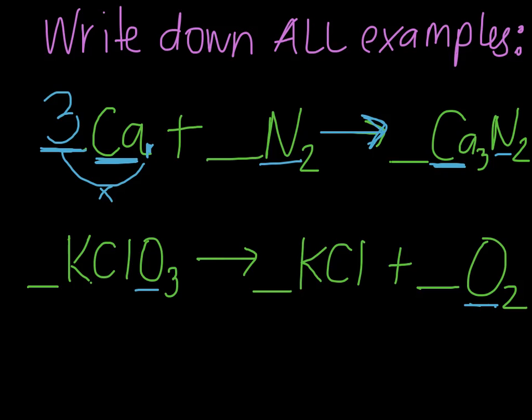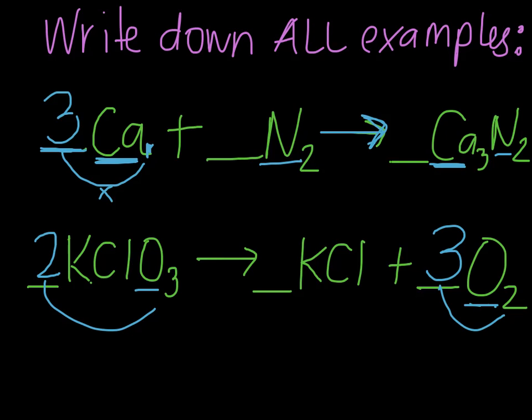When you have that situation where you have 3 on one side and 2 on the other, you're going to make them both equal to 6. You're going to multiply them by each other. So we're going to add a 2 right here, because 2 times 3 will give you 6. If you go to the other side, you add a 3 right here, because 3 times 2 will also give you 6. So now you have 6 oxygens on both sides.